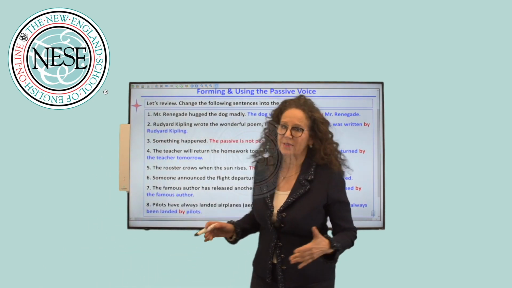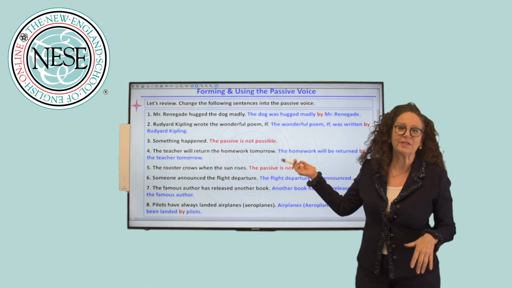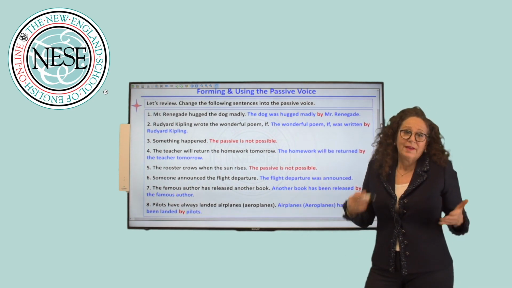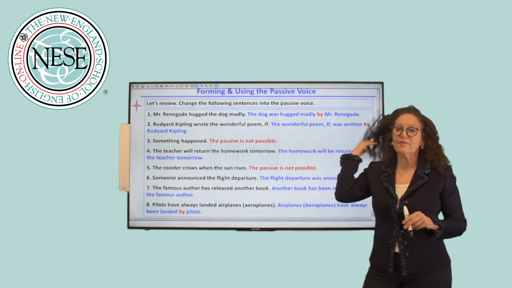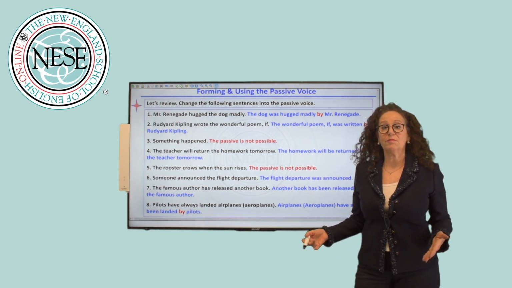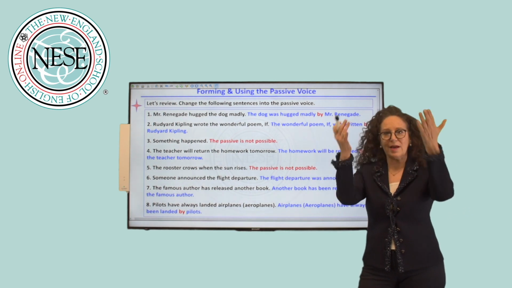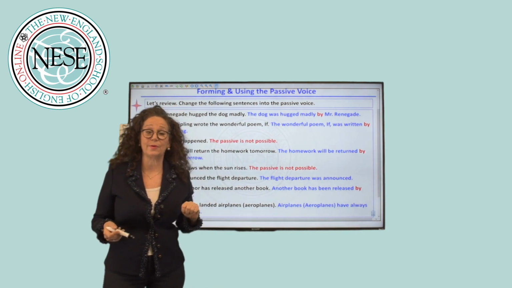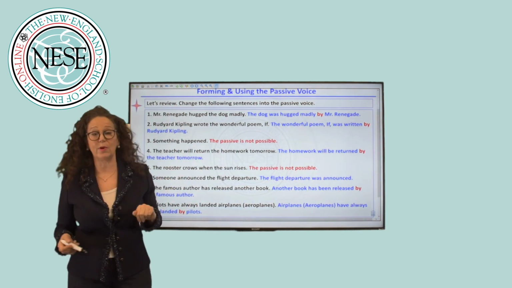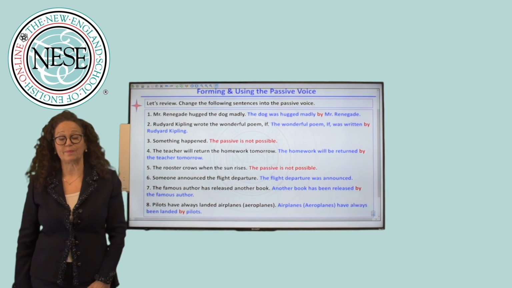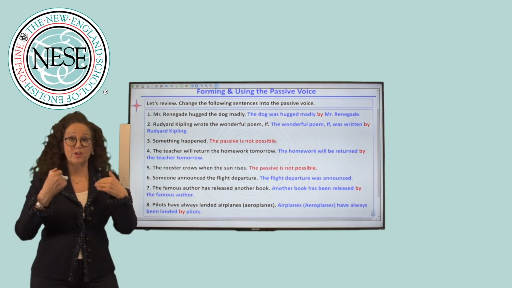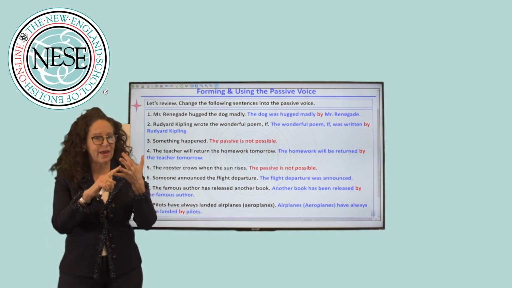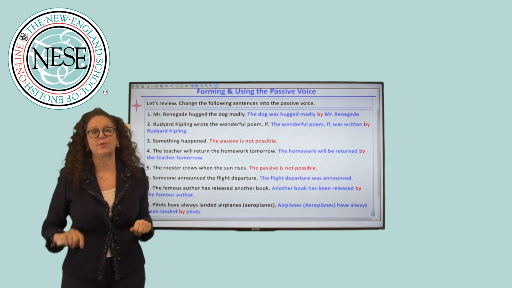It could be your choice. You could say the homework will be returned tomorrow with no by the teacher. It depends how you feel about it. Either way, if you just said the homework will be returned tomorrow, that's okay. We more or less imagine the teacher. But if you think it's important to state the teacher in this example, you would say the homework will be returned by the teacher tomorrow. So sometimes it's subjective. It's what you consider important. Sometimes with words like no one and they and someone, it's obviously not important.